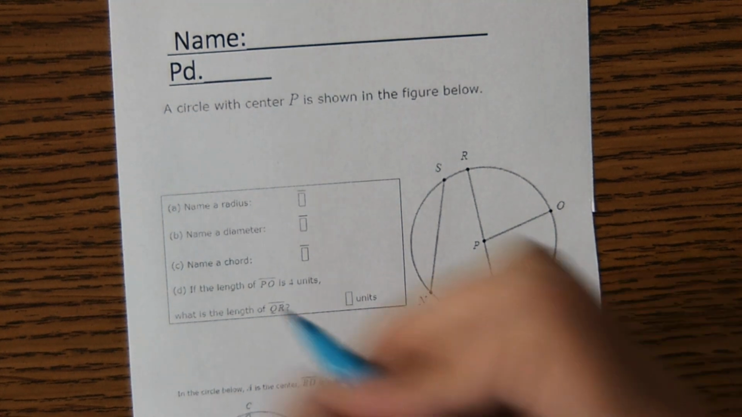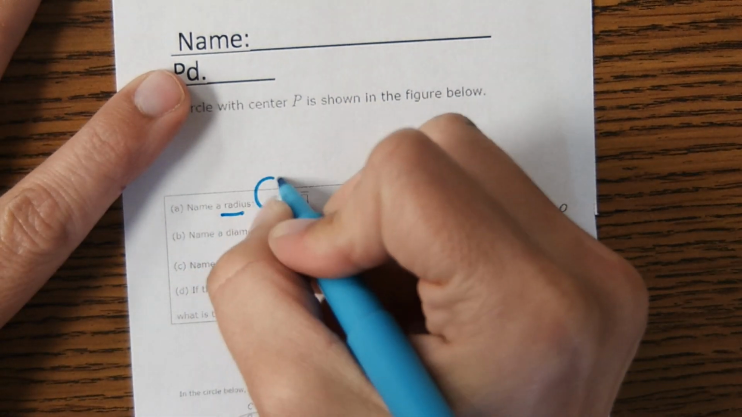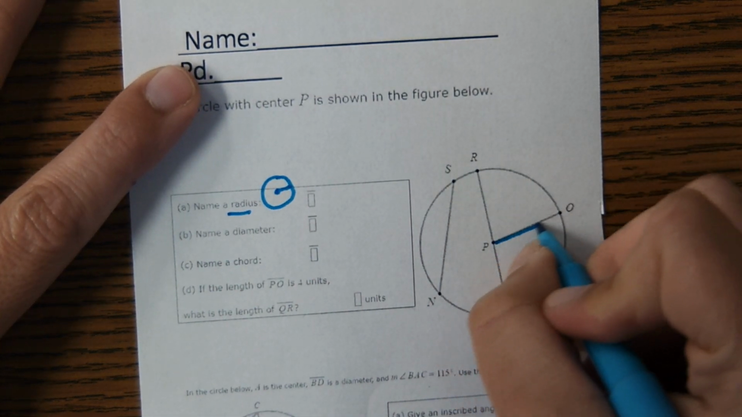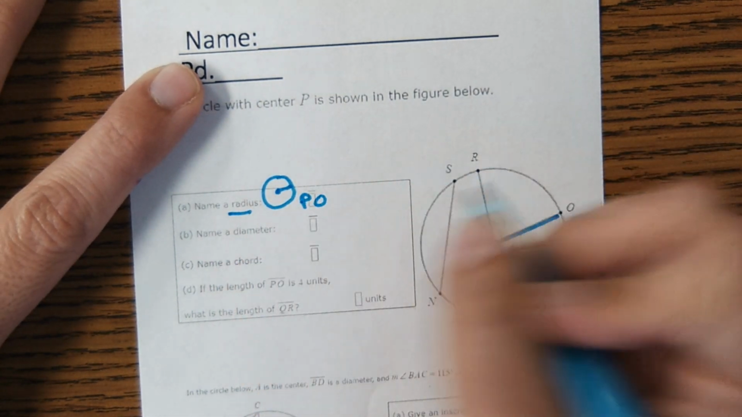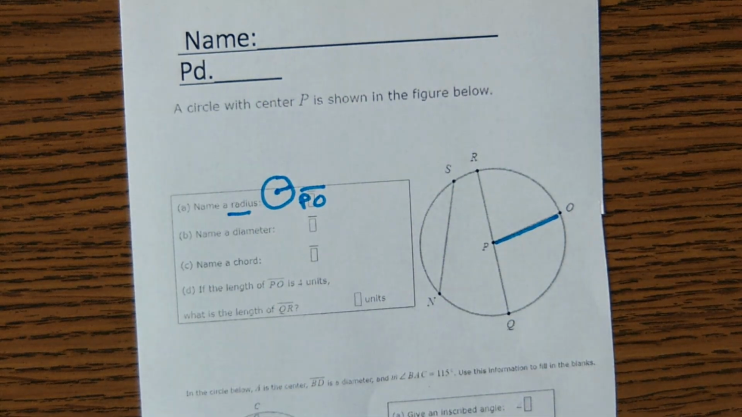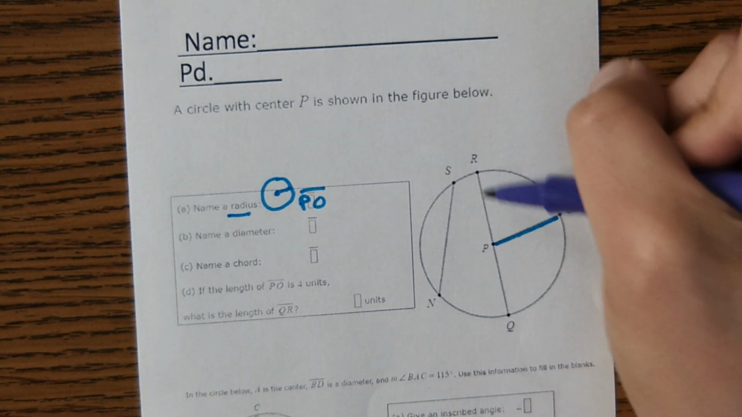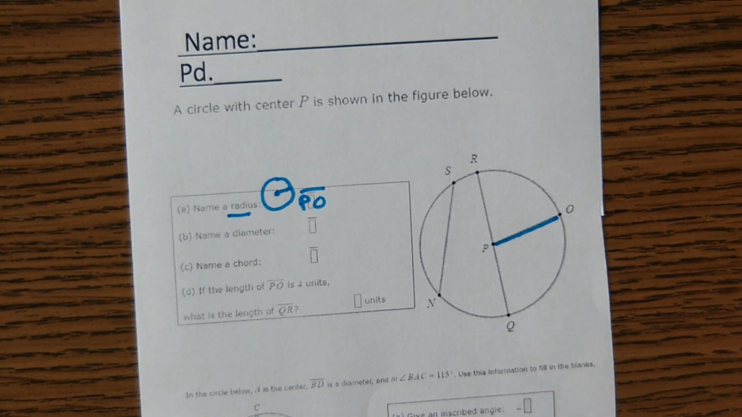Okay, so it says name a radius. The radius of a circle is like halfway across from the center to the outside. So a radius here would be like PO. It could also be PQ or PR or RP or QP. That would be fine as well. It'll accept any of those.